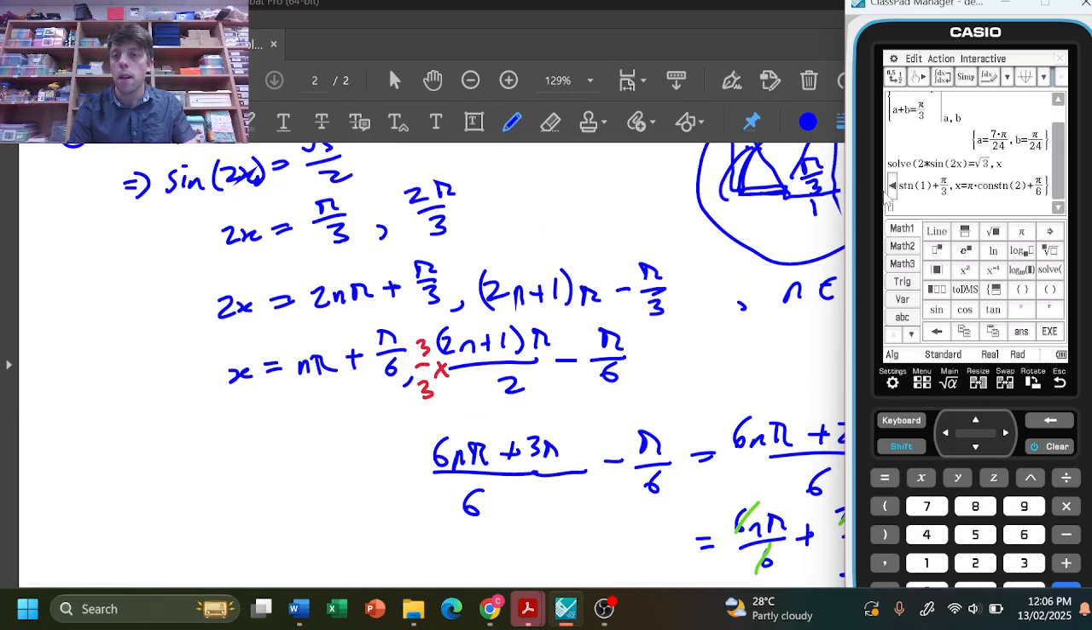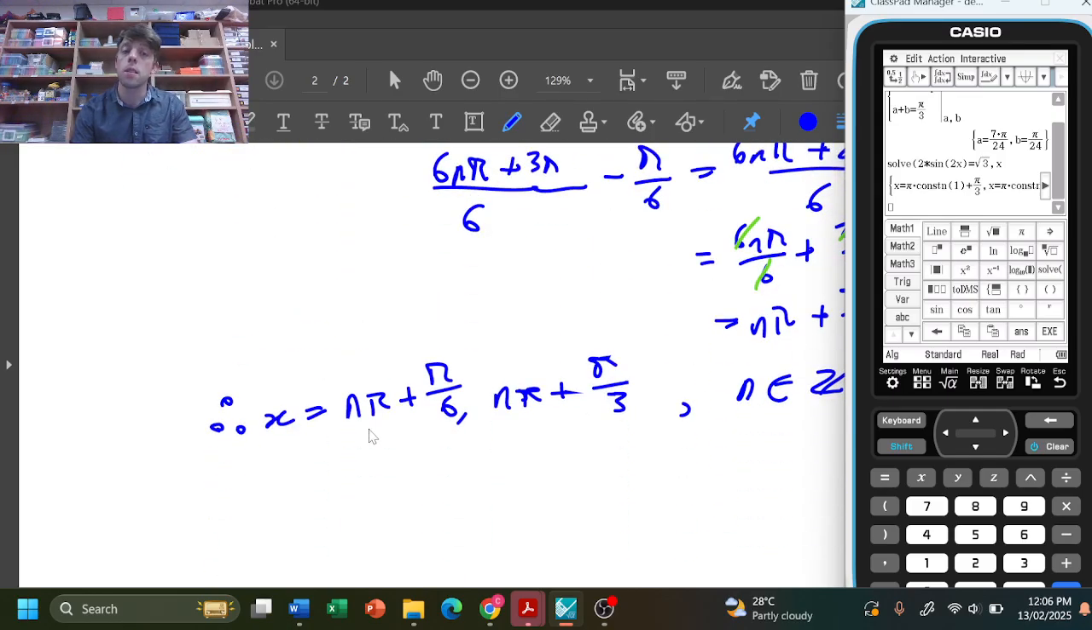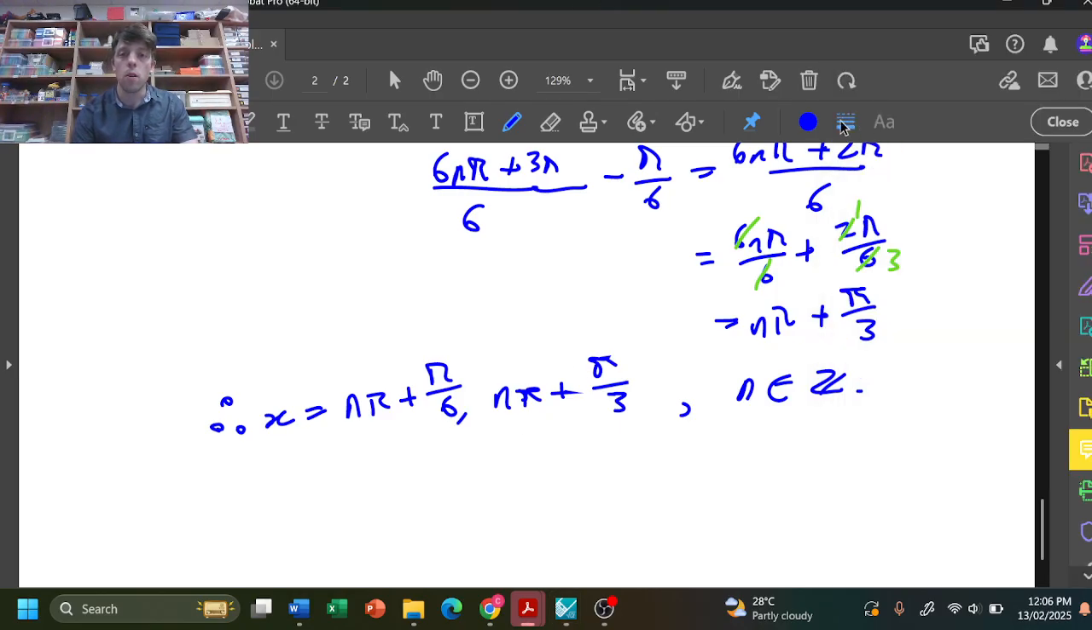So it will tell you that when we solve this function, 2 sine 2x equals root 3, for x it's going to be equal to pi times some constant n plus pi on 3, so that's the second solution, or pi times some constant plus pi on 6. Okay, and those are your two solutions.